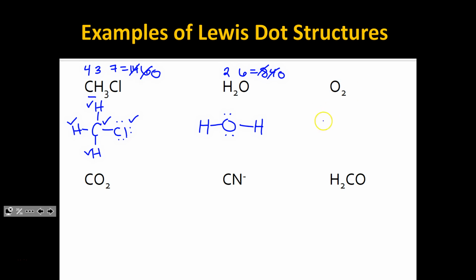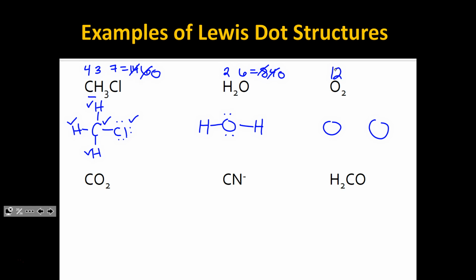Now this one's kind of weird because there's not really a central atom or a terminal atom because it's only 2 elements bonded together. So not really a central or terminal. So we're just going to go at it. Oxygen has 6 valence electrons, but there are 2 of them. So that means I'm going to have 12 valence electrons total.